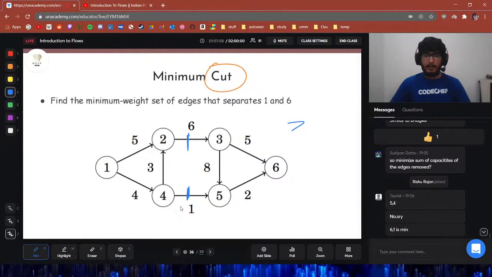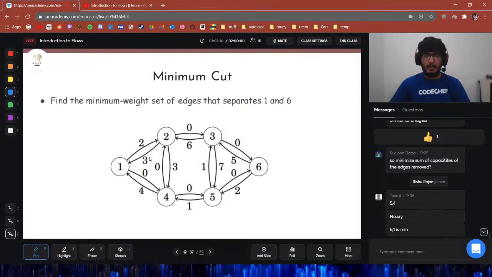Six one is minimum, right? 5 and 4 would give us 9. Actually, just give me a second. I'm confused right now.